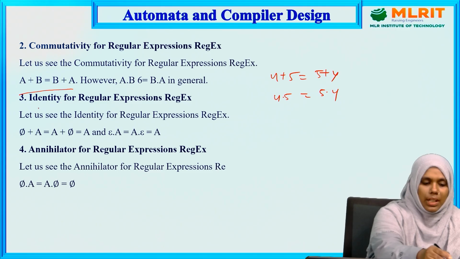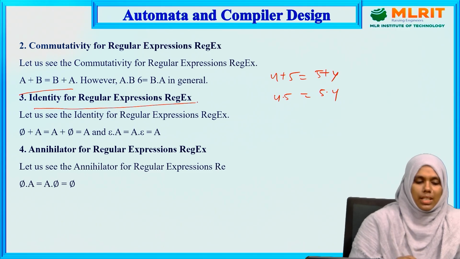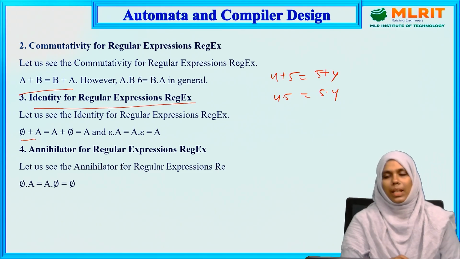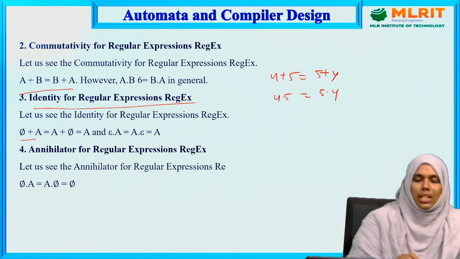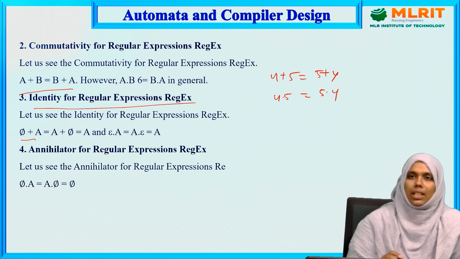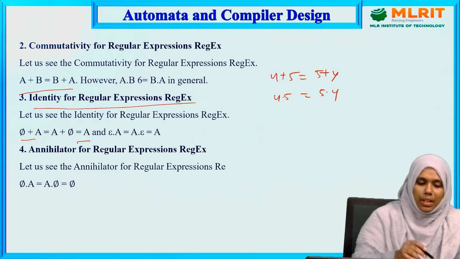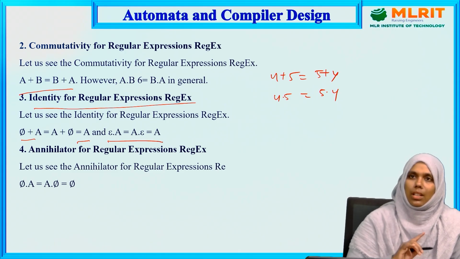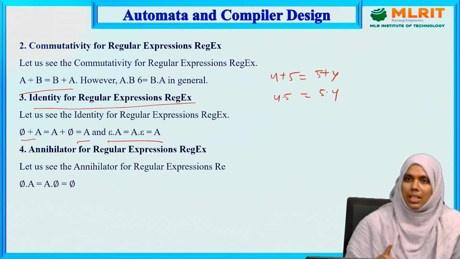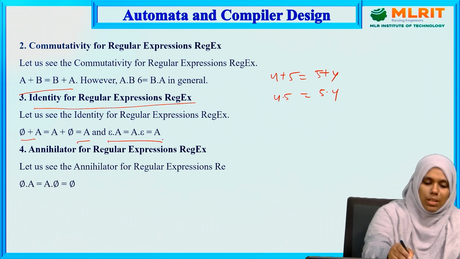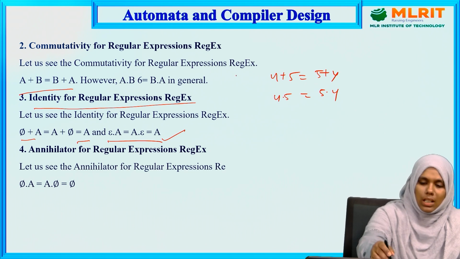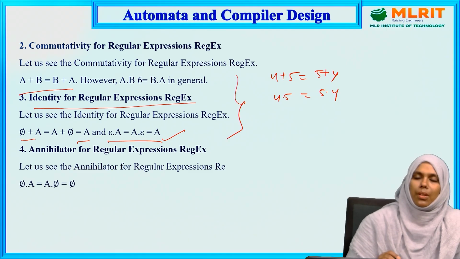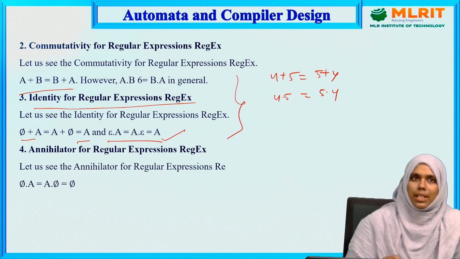Now coming to the identity law. The identity law is about nothing: nothing plus A, which is equivalent to A plus nothing, is nothing but A. Or we can also write epsilon . A. Epsilon is the symbol we use where there is no transition between one state and another. So epsilon . A is equal to A . epsilon, which is equal to A. These laws are very important when we solve problems on regular expressions.